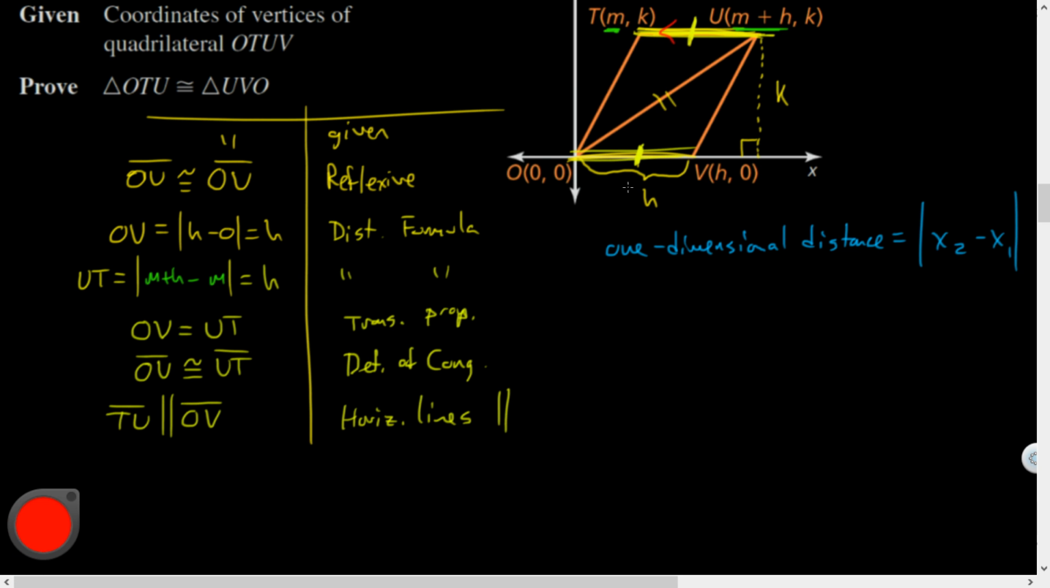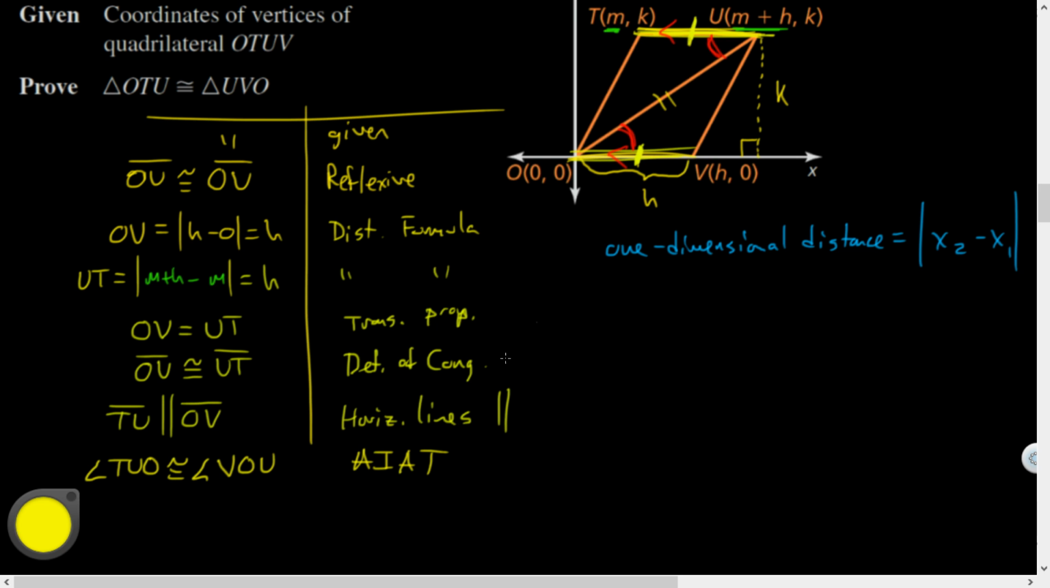What can I say about angles? Which angles are going to be congruent? This angle and this angle, yes. Why are those going to be congruent? So angle TUO is congruent to angle VOU by alternate interior angles theorem. So it's weird doing proofs on the coordinate plane, but I just want to point out it is feasible.